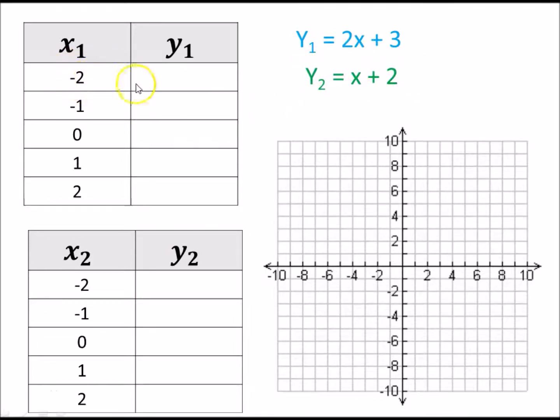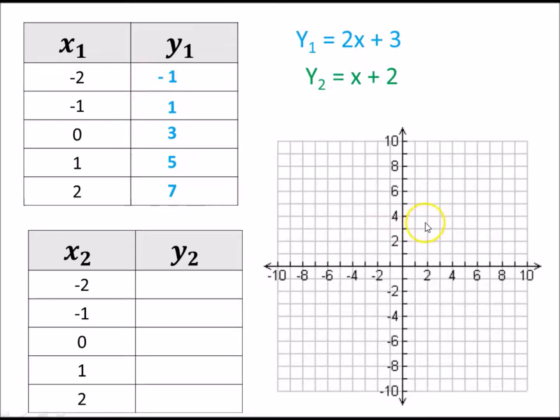So let's go ahead and substitute negative 2. Negative 2 times positive 2 gives me negative 4. Negative 4 plus 3 gives us negative 1. If I substitute negative 1, times 2 is negative 2. Negative 2 plus 3 gives us positive 1. If I substitute 0, 0 times 2 is 0. 0 plus 3 gives us 3. Substitute 1: 1 times 2 is 2, and 2 plus 3 is 5. If I substitute 2, 2 times 2 is 4. 4 plus 3 gives us 7.